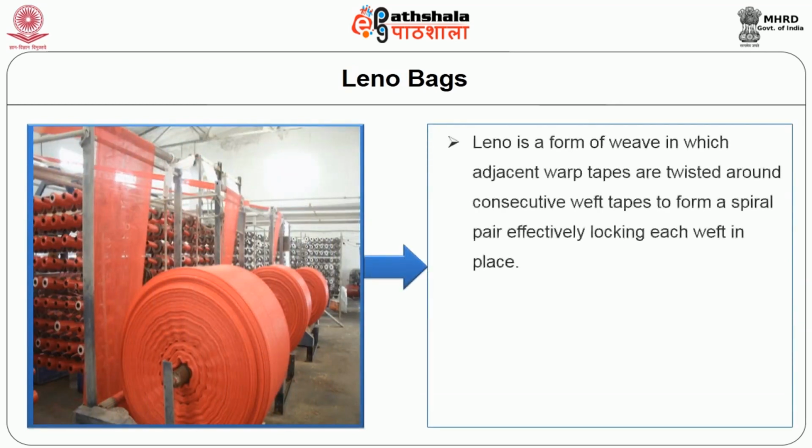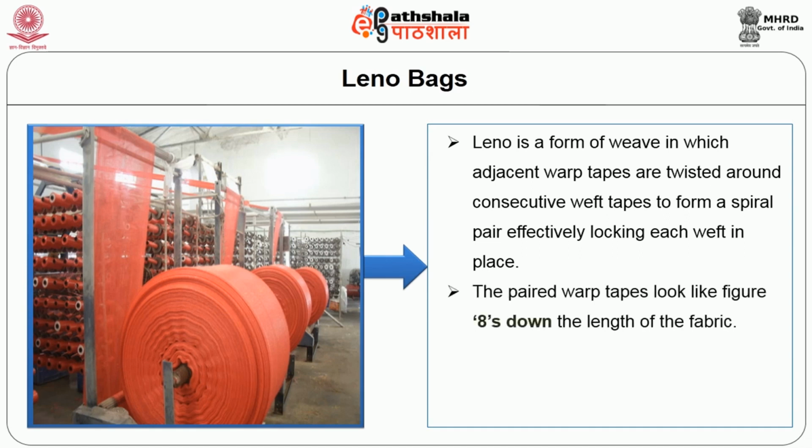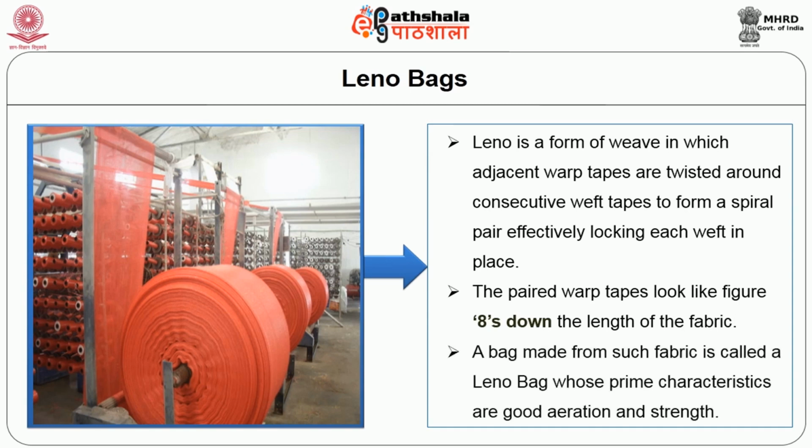Leno is a form in which adjustable warp tapes are twisted around consecutive weft tapes to form a spiral pair, effectively locking each weft in place. The paired warp tape looks like a figure 8 down the length of the fabric. A bag made out of such a fabric is called a Leno bag. The main characteristics are good adhesion and strength.